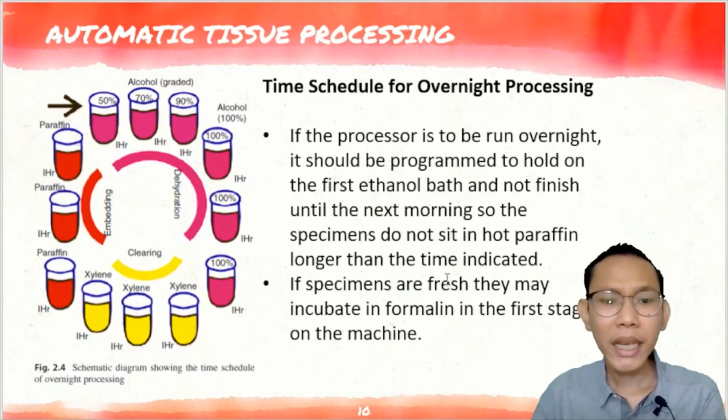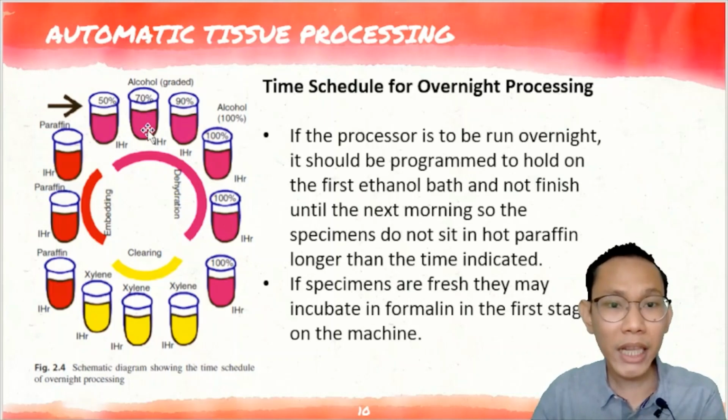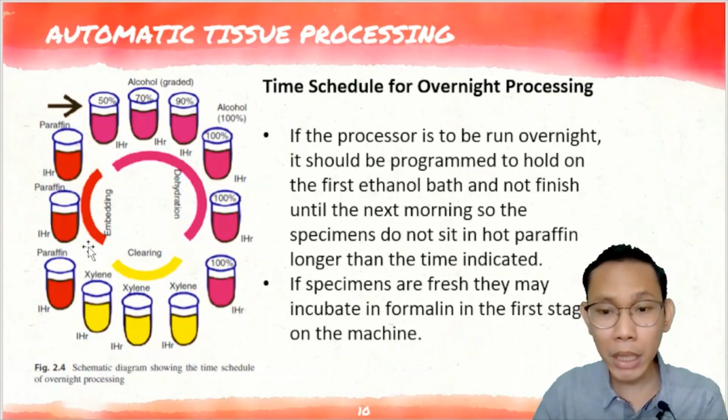So remember, it is important to not keep the tissues in hot paraffin too long or else they may become hard and brittle. So if we do an overnight processing, dapat nating nakaprogram siya dito sa ating first ethanol bath and not finish until the next morning. So dapat magsa-start muna tayo dito sa ating first alcohol bath to be followed by your clearing and lastly your embedding. Remember, dapat kasi we do not want to keep our tissue in your hot paraffin too long or else it may become hard and brittle.